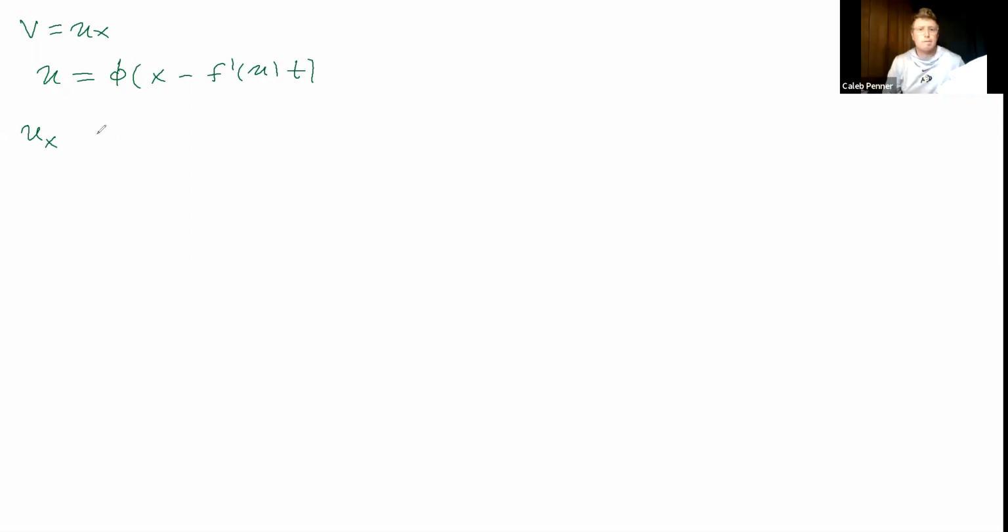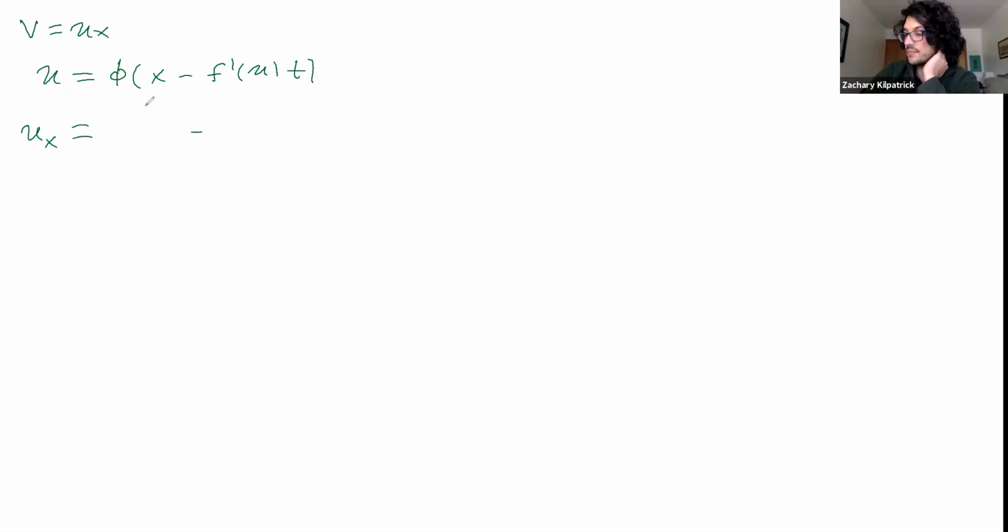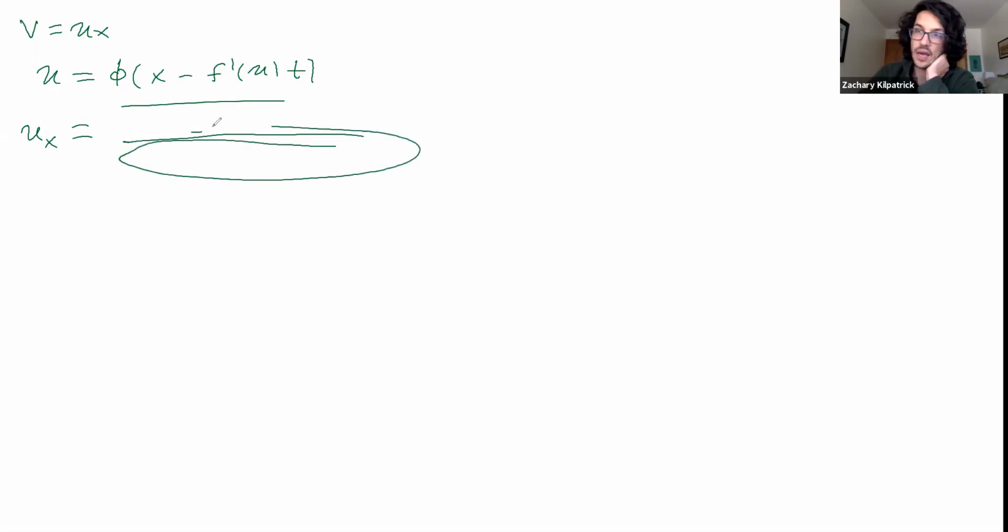Okay. And you're going to get something, it's not that messy, but it's going to be a fraction, and you'll have something in the denominator. Of course, whenever this denominator vanishes, that's when you're going to have the blow up point. That's when you get the shock, right? So you just want to find the minimum value.